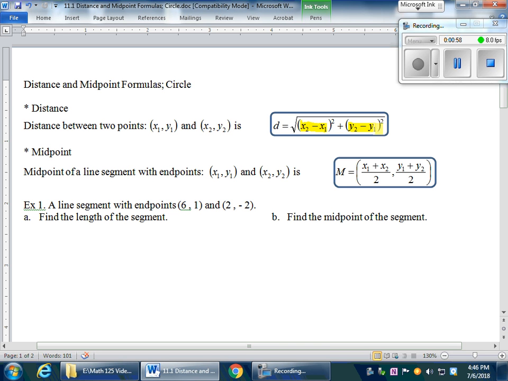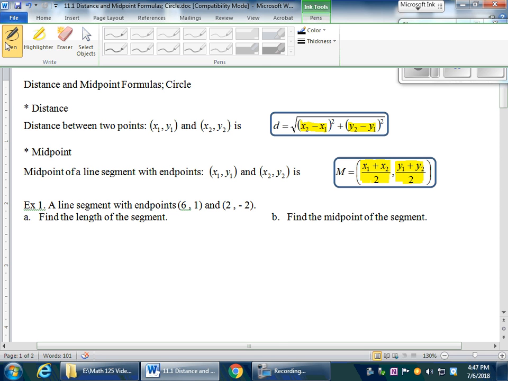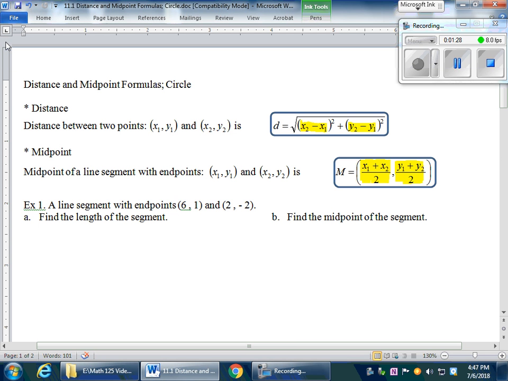Okay? And the midpoint is basically if you use those 2 points as endpoints of a line segment, you can find out the midpoint by using this formula, which is the average of x and then the average of y. And remember, the midpoint formula itself is in an ordered pair format, so you need to remember to write the midpoint in an ordered pair. So let's take a look at the first example.